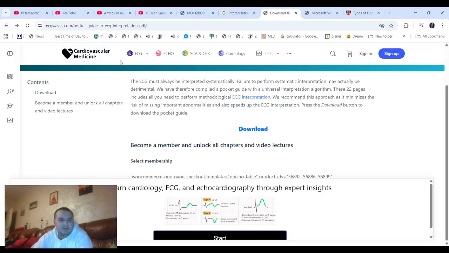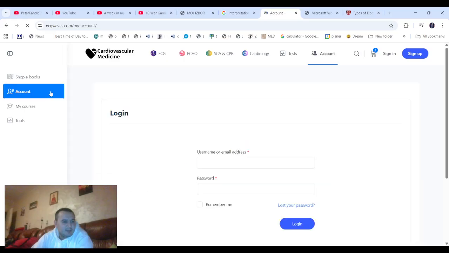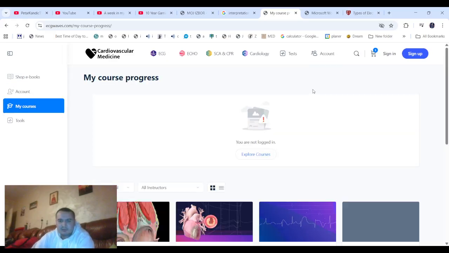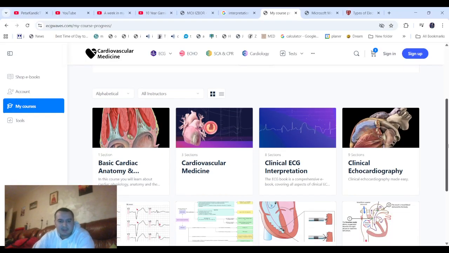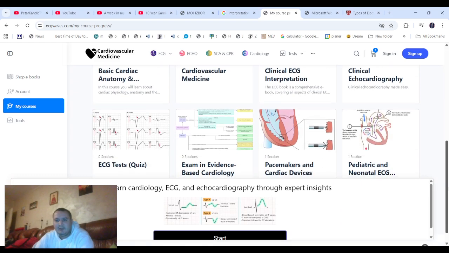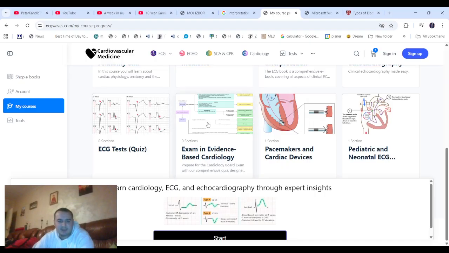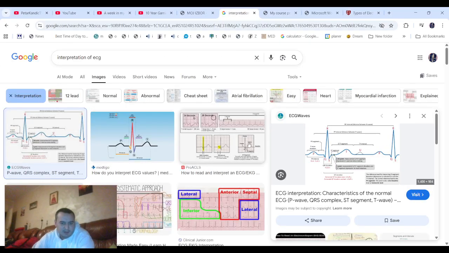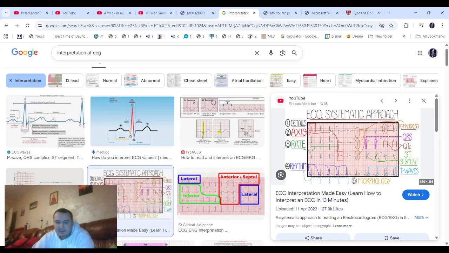Register. Here we have accounts, my courses. You can see basic anatomy, cardiovascular medicine, clinical ECG interpretation, echocardiography, ECG tests, exam in evidence-based cardiology, pacemakers and cardiac devices, pediatric and neonatal ECG interpretation. And then here we have systematic approach: rhythm, T waves, QRS, QTc, R progression.